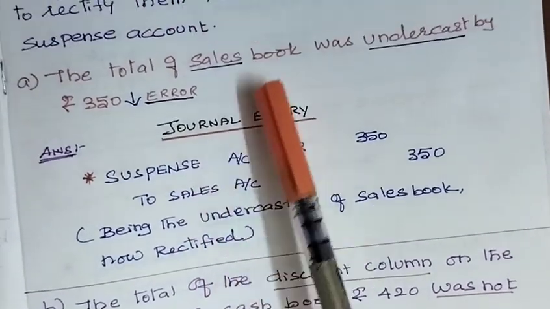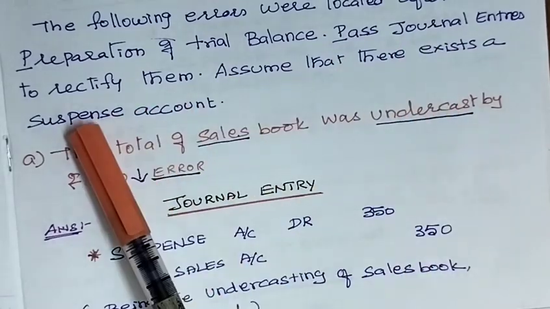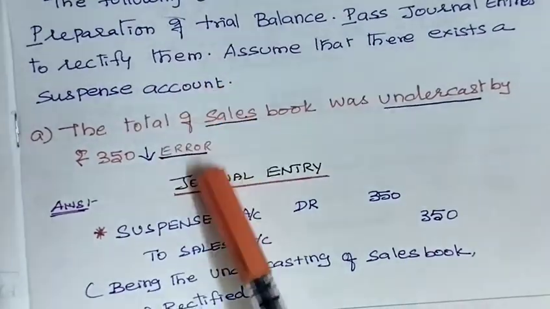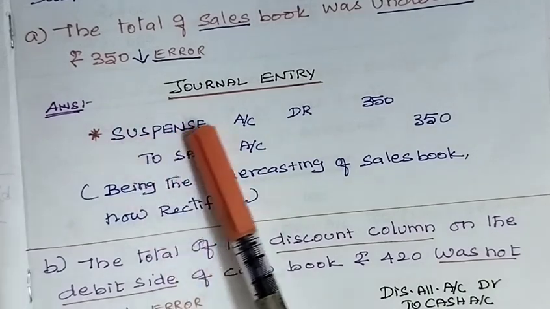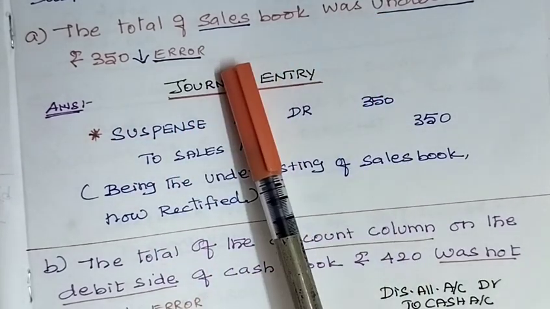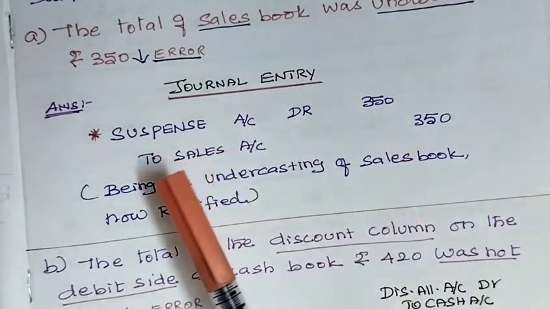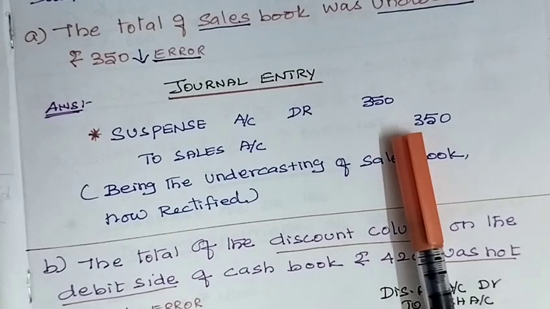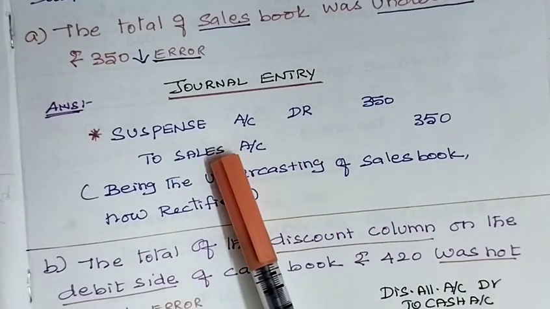But the condition given here is that the suspense account exists, so you have to create the suspense account whenever needed. On the debit side, we create the suspense account to rectify that error. Suspense account debit 350 rupees to sales account 350. Now the error is rectified.